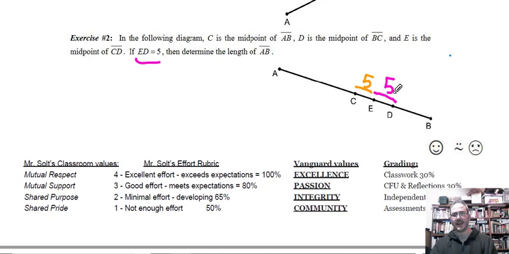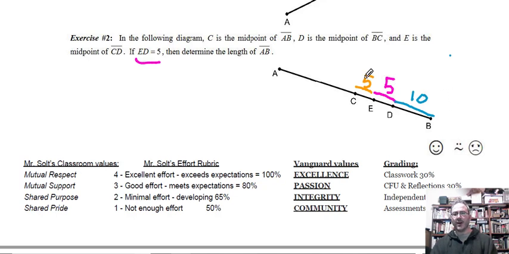If CD is 10 because 5 and 5 is 10, then DB is going to equal 10 because D is the midpoint between C and B. If D is the midpoint between C and B, then CD equals BD, and if CD equals 10, then BD equals 10. You feeling that?